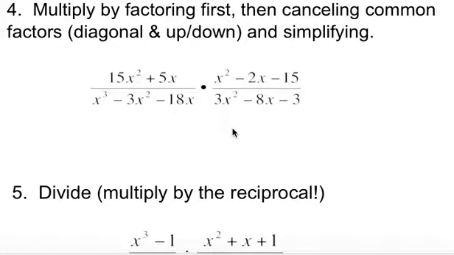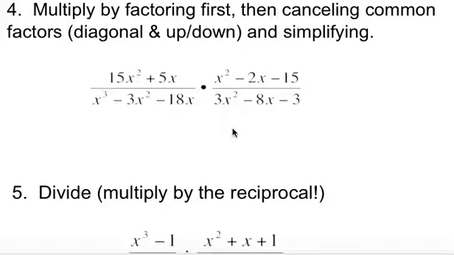We're going to move into some of our operations on rational expressions. So we're going to start with multiplying. That's the easiest one, and then we'll do dividing, and then we'll talk about adding and subtracting. So we want to multiply these two rational expressions. The way we do this is we factor, and then we cancel what we can, and we simplify it.